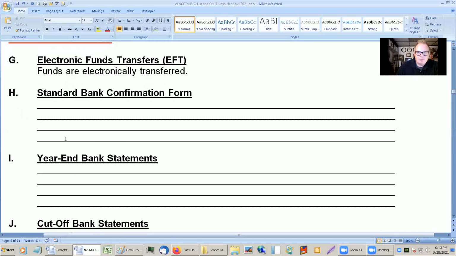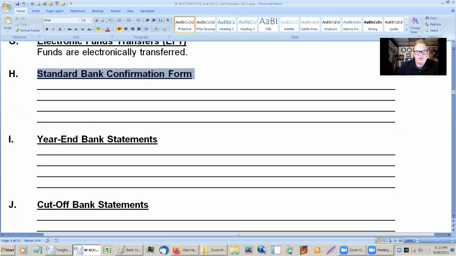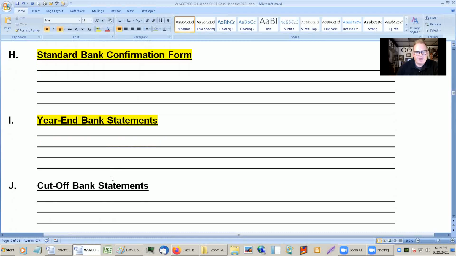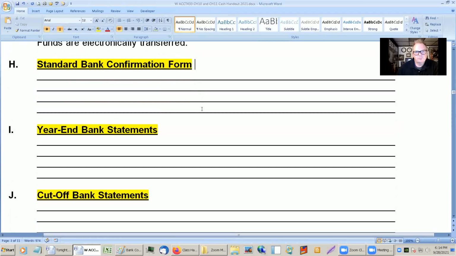Okay, bank forms. We have really three flavors of these. These are the ones that are more in the CPA exam and that sort of thing. These are the more beat up ones, the ones that are used quite a bit: standard bank confirmation form, year-end bank statements, and cutoff bank statements. Okay, standard bank confirmation form.